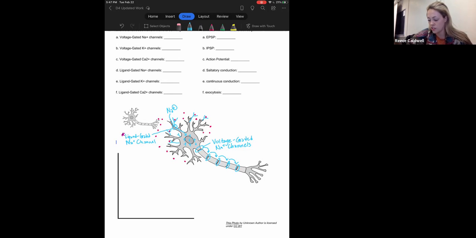And I'll write that out in just a little bit. But this jumping action, the impulse jumping from node to node, is called saltatory conduction. Saltatory conduction. If we did not have a myelinated neuron, we'd have to open many more voltage-gated sodium channels along the axon, and that would take a lot longer.